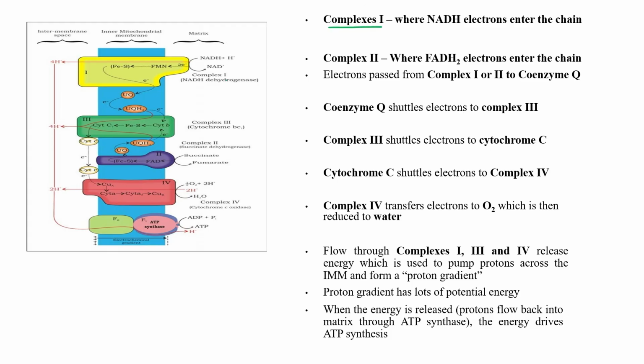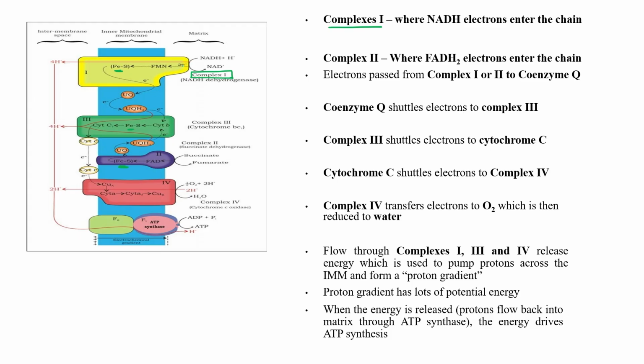This is complex 1, where NADH electrons enter into the chain. As I already told you, iron is present in complex 1, complex 3 and complex 2. Already I told you, all three complexes contain iron sulfur, because it is easily converted, it has both ionic forms, +3 and +2.